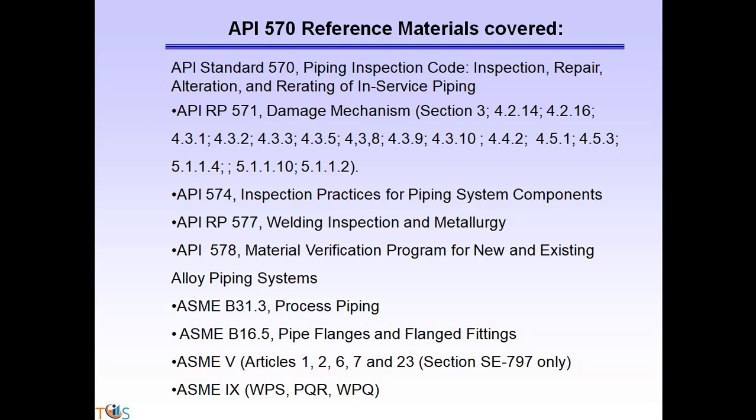Then ASME code B31.3 process piping. Then you have ASME B16.5 pipe flanges and flanged fittings, and then we'll cover ASME Section 5 Articles 1, 2, 6, 7 and 23, and then we would cover WPS, PQR and WPQ. That's welding procedure specification, procedure qualification record, and welder performance qualification from ASME Section 9.